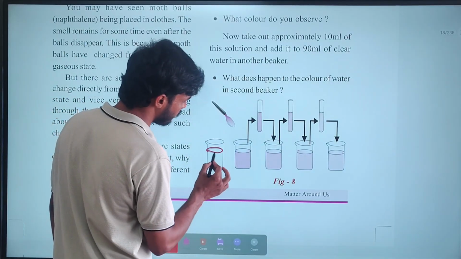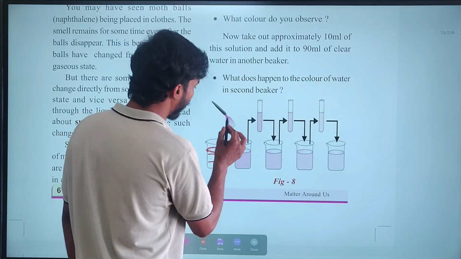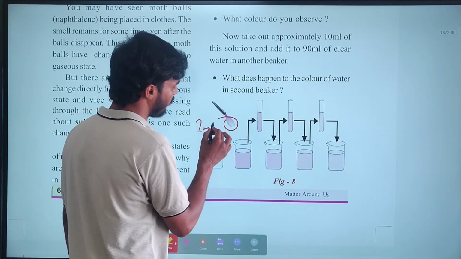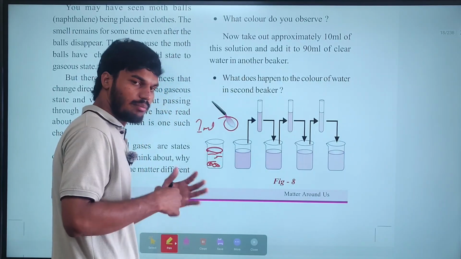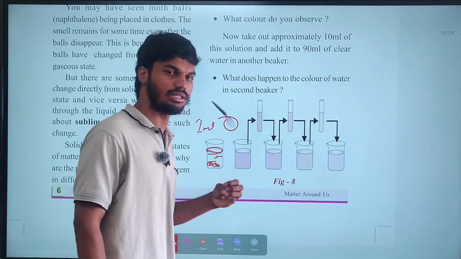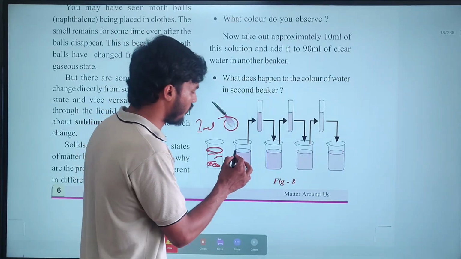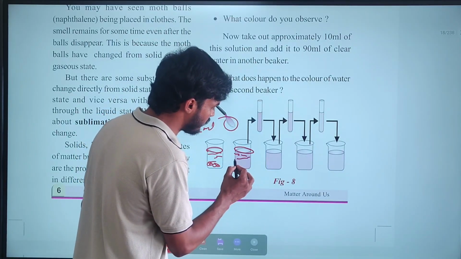Take fresh water. In this water, add 1 or 2 crystals of potassium permanganate. After adding, the crystals dissolve. After some time, the crystals of potassium permanganate will dissolve in water, and after dissolving, the color of the water changes to pink.